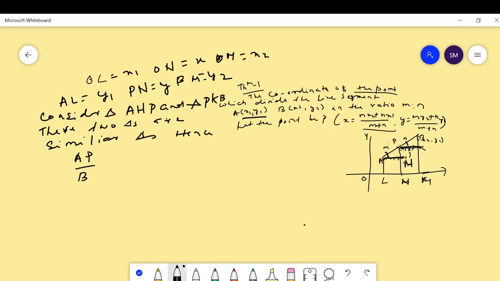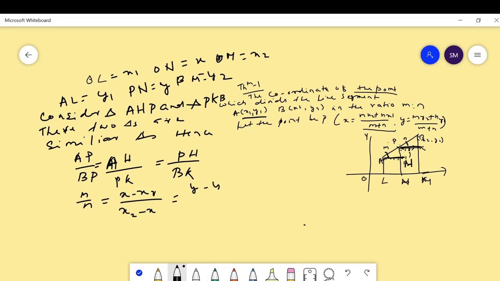AP upon BP. They are similar triangles, which means the ratios of their sides are the same. Then AP by BP is equal to AH by PK, which is equal to PH upon BK. Okay. Then what are AP and BP? Because P is the point which divides the line segment AB in the ratio m is to n, AP equals m and BP equals n. Then m by n is equal to AH which is x minus x1, and PK is x2 minus x, which is equal to y minus y1 upon y2 minus y.